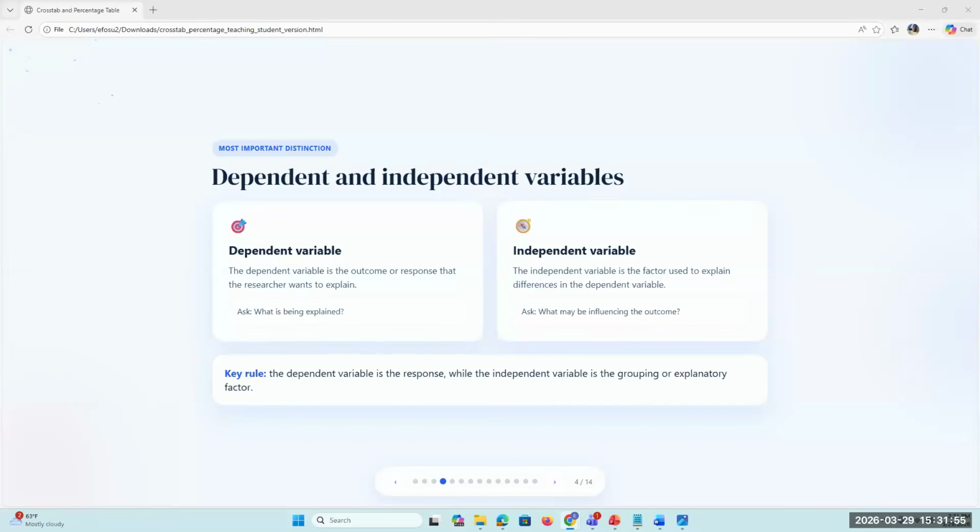Groupings. Put that in your mind. So with that, you know that the independent variable, you can have them in terms of grouping or explanatory factors, which is very, very important.